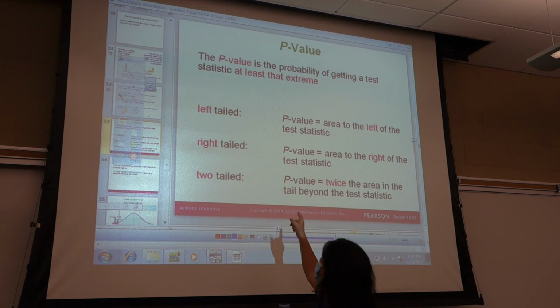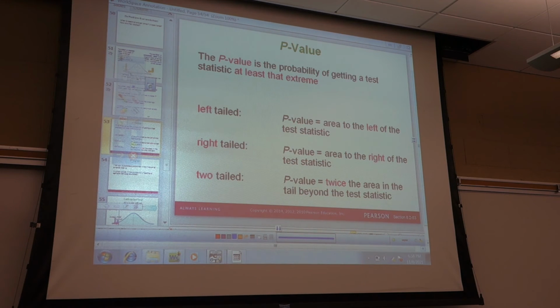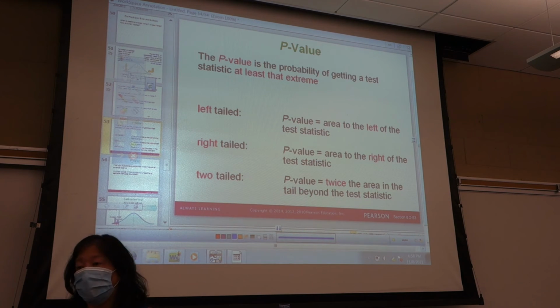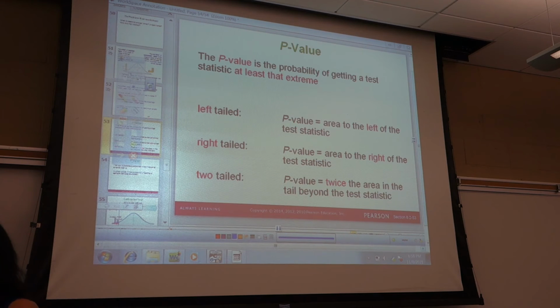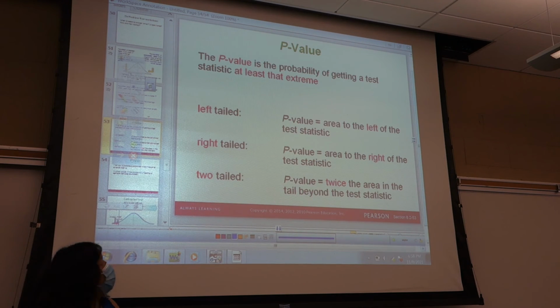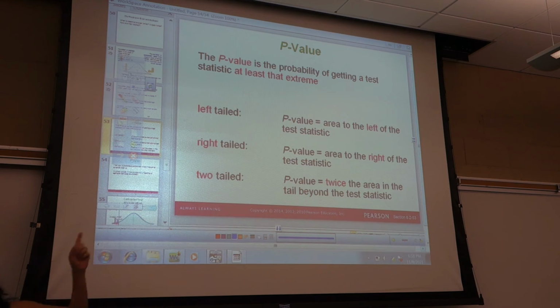So the p-value is the probability of getting your sample, and what's our general guideline for unusual? 5% or less. So if it's 5% or less, in other words, if it's equal to or less than alpha, it's unusual. If it is left-tailed, it's the area on the left side of the test stat. If it's right-tailed, it's the area to the right.